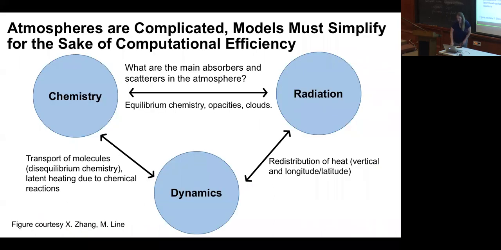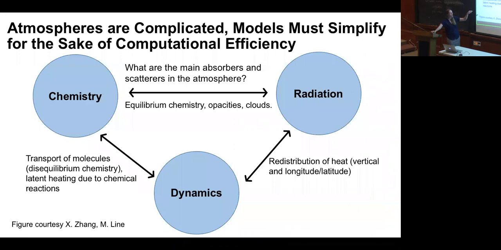So one key thing to keep in mind is that there are a lot of different things that can affect the properties of the atmosphere that you see. There are different components to this. One is that you want to know how radiation passes up and down through the atmosphere. That really depends on the chemistry of the atmosphere, so you need to know what the main absorbers or scatterers are.